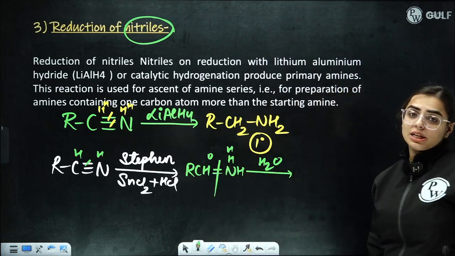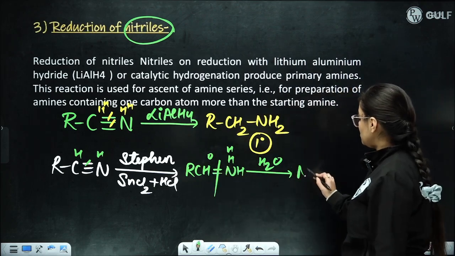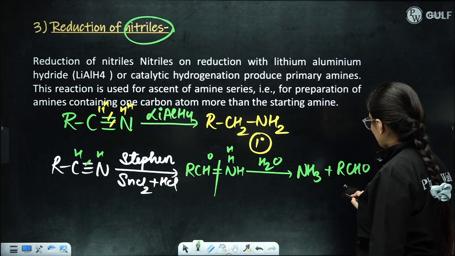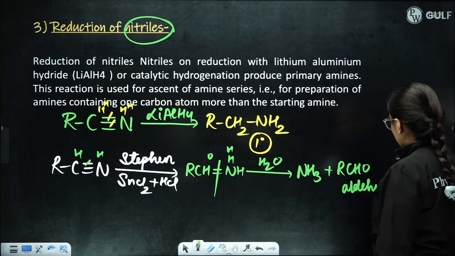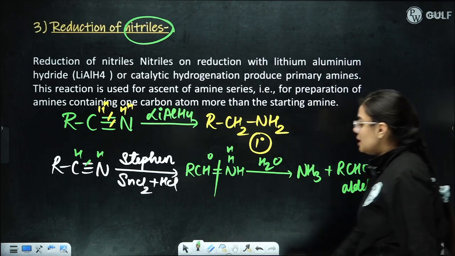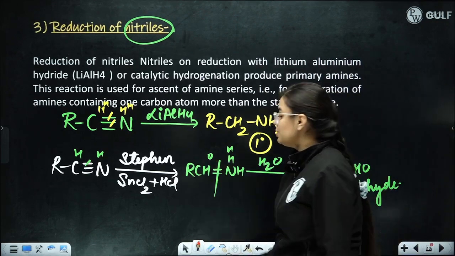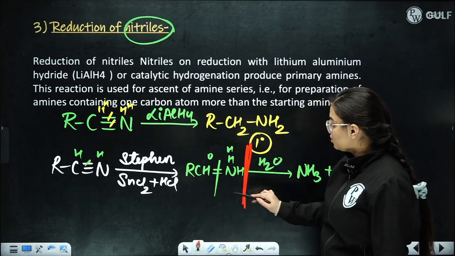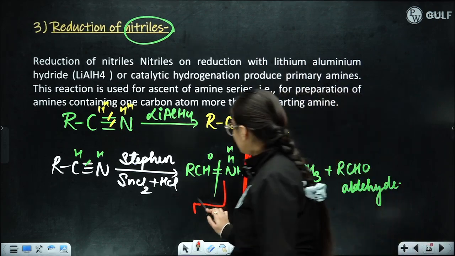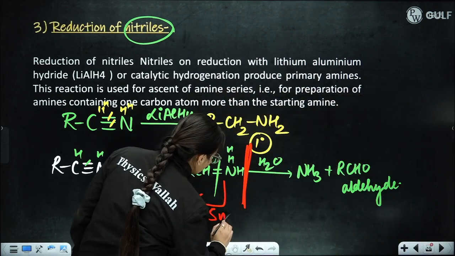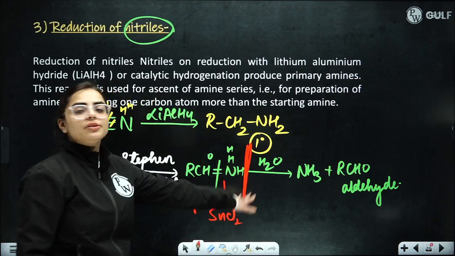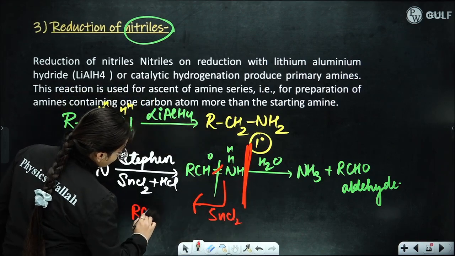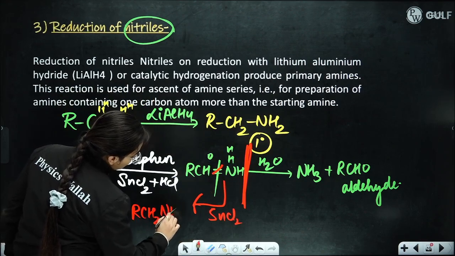Nitrogen, being more electronegative, will gain 2 hydrogen atoms and form ammonia, and it will form RCHO, that is your aldehyde. That is your aldehyde obtained. But as you very well know, my dear students, you need to obtain your amines. So you have to stop this reaction over here only, and then react this again with SnCl2. If you don't do the hydrolysis part and react again with SnCl2, this will get broken up, both will get 1,1 hydrogen, and RCH2NH2 will be created.